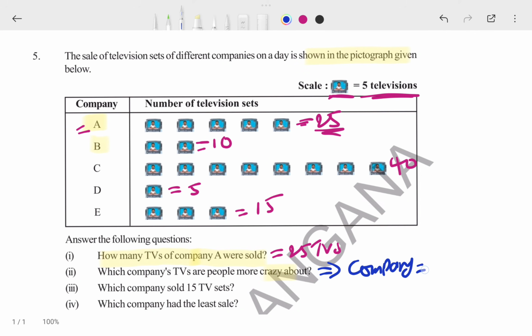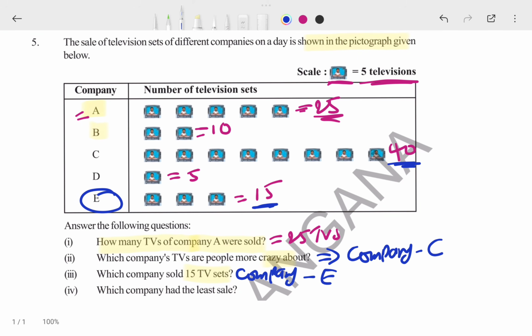Why company C? Because which company's TV people are more crazy about, like which company's TVs people are buying more and more. So company C, because 14 sets were bought by people. Okay, that's why. Now the third question: which company sold 15 TV sets? If you see this one, option E. So we have to write company E, not company C, company E. Company E sold 15 TVs.